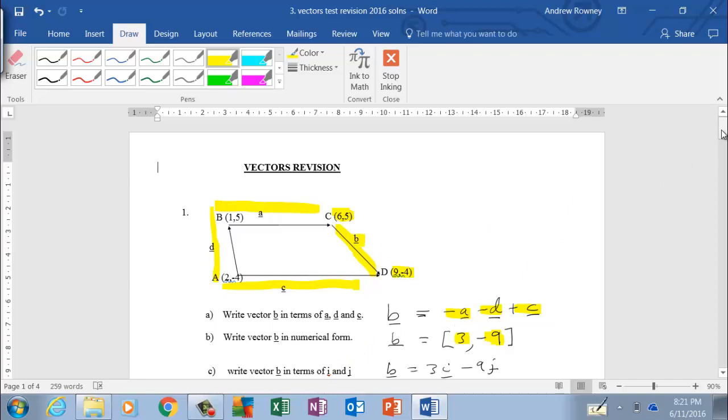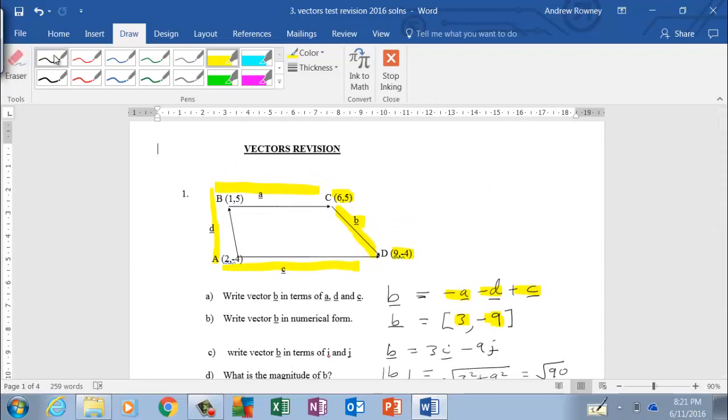Write vector B in terms of I and J. The I vector is the 1, 0, the unit vector along the x-axis. The J vector is 0, 1. Now, the same way as getting the vector 3, minus 9, that is just 3 times that unit vector minus 9 times that unit vector. Now that's called I, so it's 3I, and that's 9J. So therefore we get this alternative way of writing B.